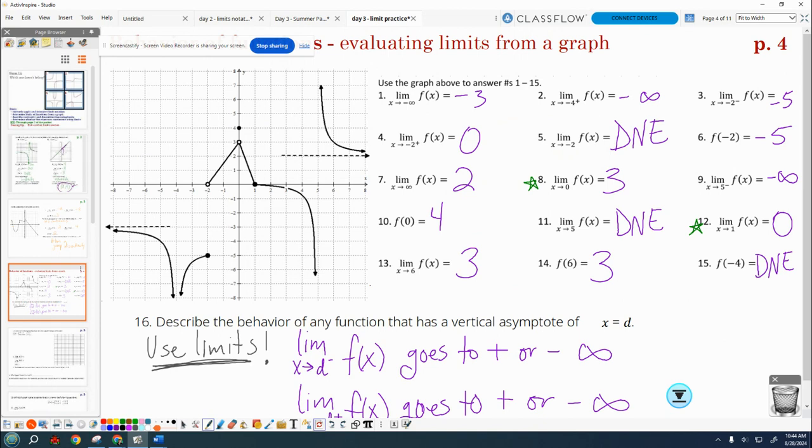Going along towards 0, so x equals 5, 4, 3, 2, 0 from the right. Okay, right about where x is 0, what does that y value seem to be?